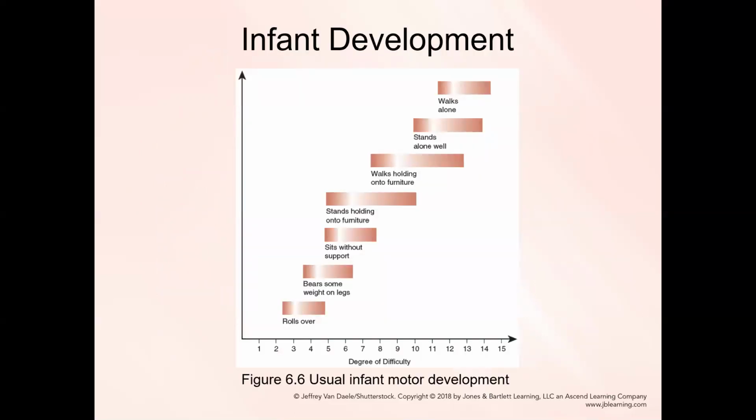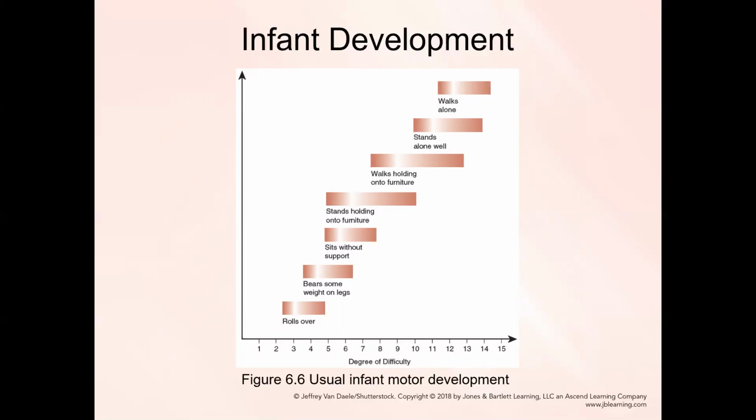So another way that we gauge whether or not infants are growing and progressing the way they should is looking at development. And one of those ways is thinking about motor development and what babies are able to do at different stages. Now, I will go ahead and tell you that this chart shows best case scenario.